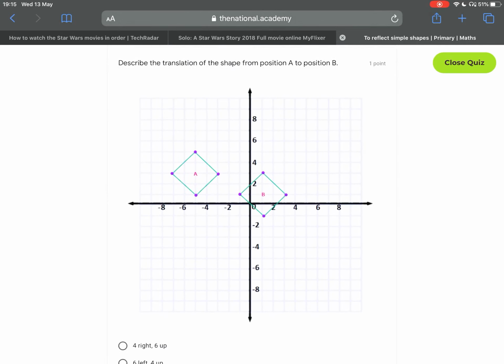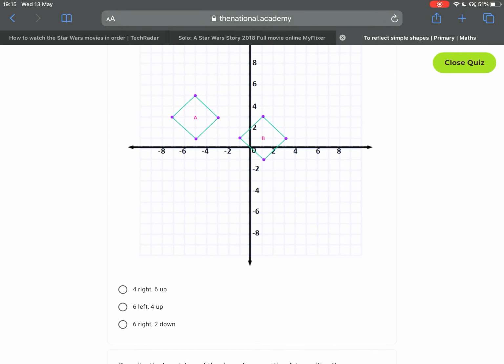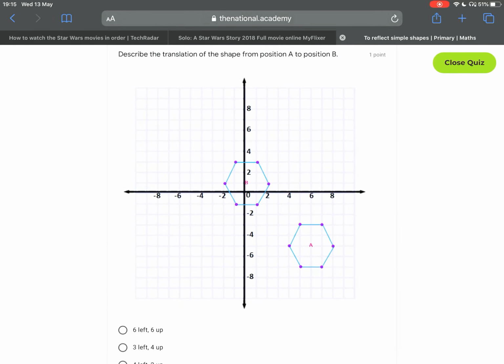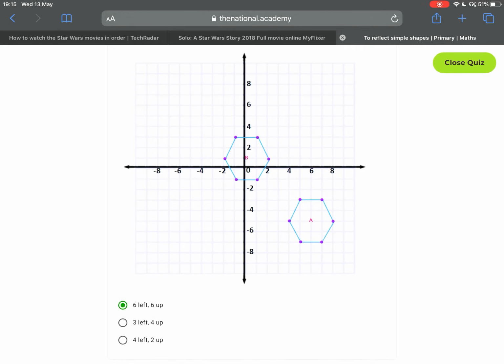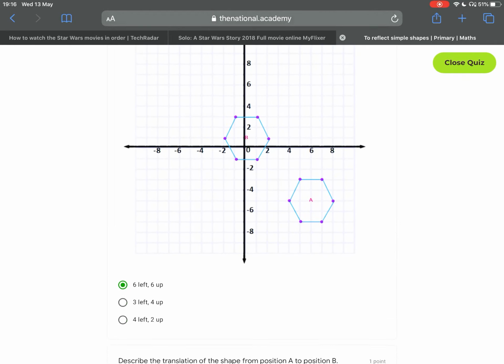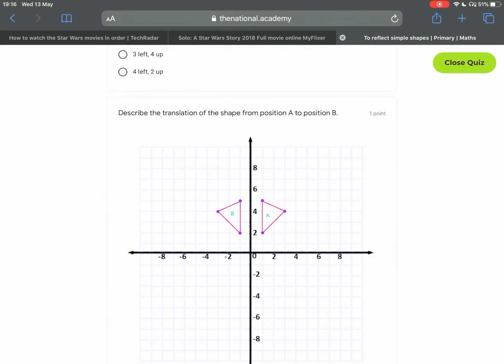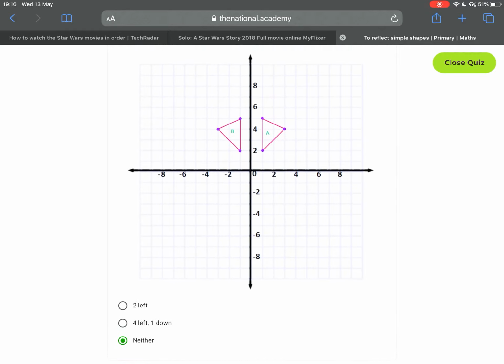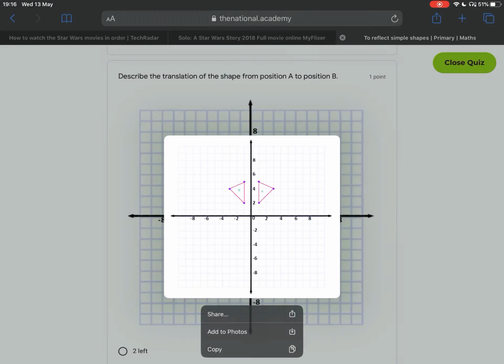Describe the translation of the shape from point A to point B. That would be 1, 2, 3, 4, 5, 6, 6 right. Describe the translation of the shape from point A to point B. That would be, let's see, 1, 2, 3, 4, 1, 2, 3, 4, 5, 6. So 6 left, 6 up. I'm pretty sure. Yeah, 6 left, 6 up. Describe the translation of the shape from position A to position B. The answer here would be neither, because this is actually a reflection and not a translation.